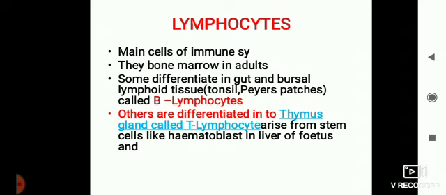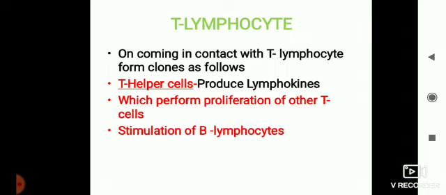These lymphocytes are produced in bone marrow, but some mature in the thymus gland. They are called T lymphocytes, and some mature in Peyer's patches and tonsils. These are called bursal lymphoid tissue, and those lymphocytes are called B lymphocytes. Again, B lymphocytes are of two types, plasma cells and memory cells. Plasma cells are concerned with formation of antibodies.